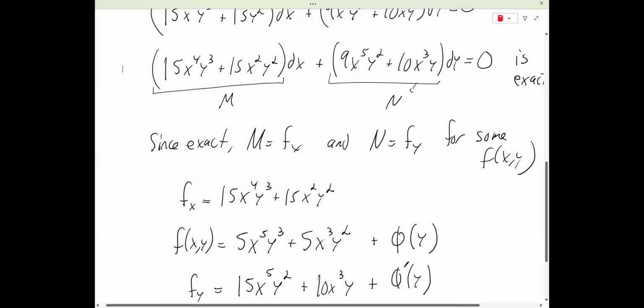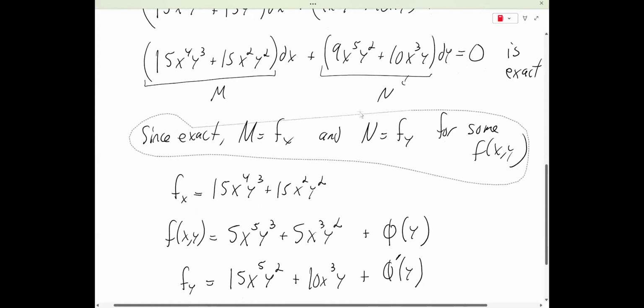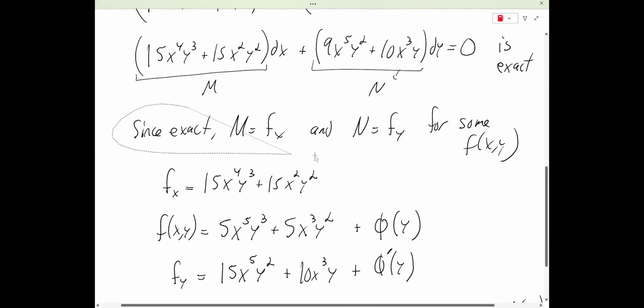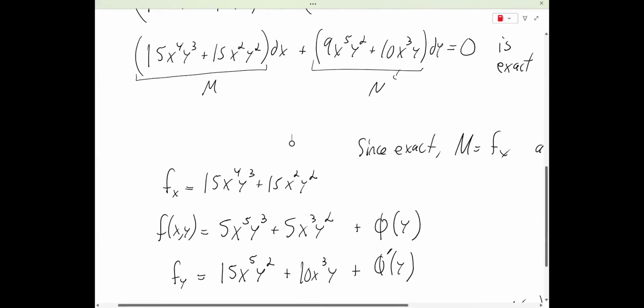Now I could do a check here. One thing I have to check: is this really exact? I said since it's exact, but if I take partial with respect to y, I'll find out something here if I do this.